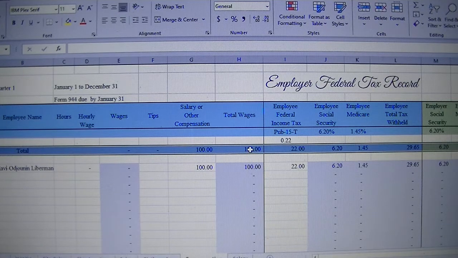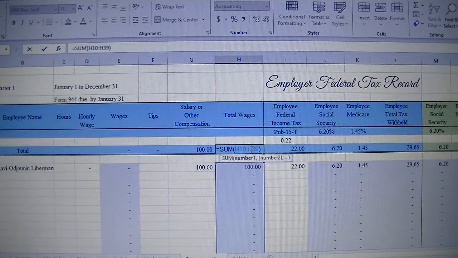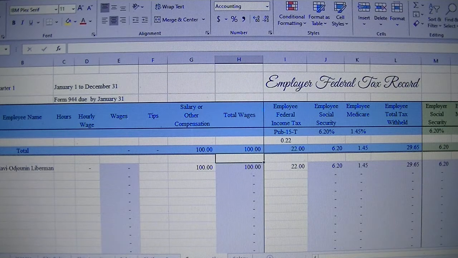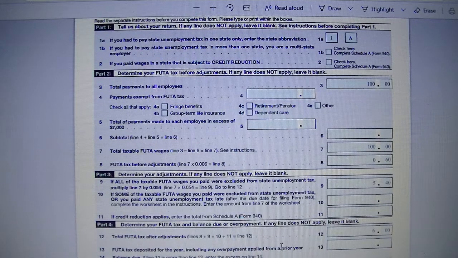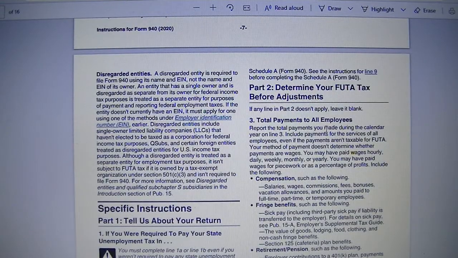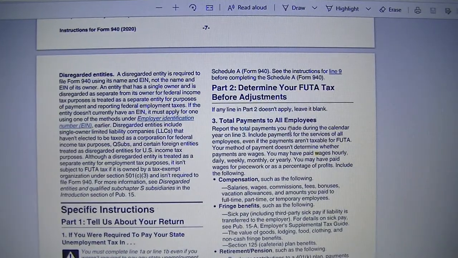And the total pay during the year is $100, and that's the $100 we are going to pay FUTA tax on. So line 3 will be $100 for all payments to all employees, and this total payment will include payments for services for all employees.